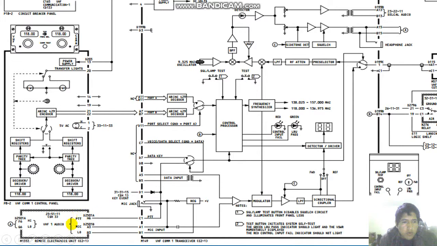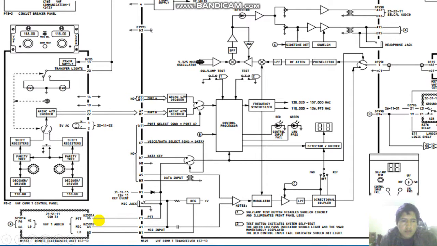So when you have a microphone, then the PTT, push to talk. When you push to talk, in this case, you transmit the waves. In this case, the voice is carried with the carrier waves.